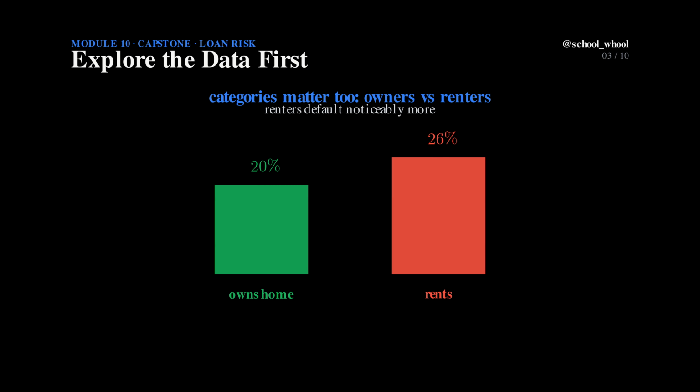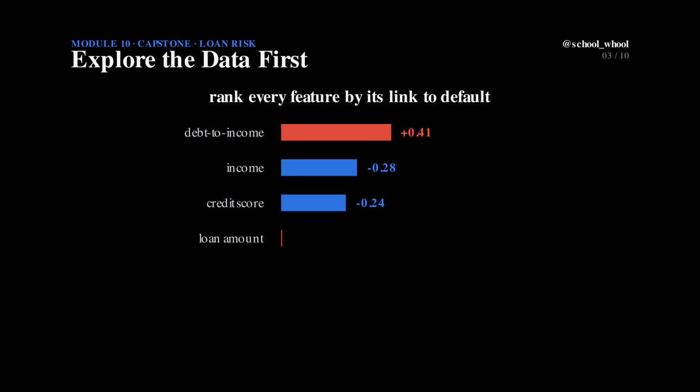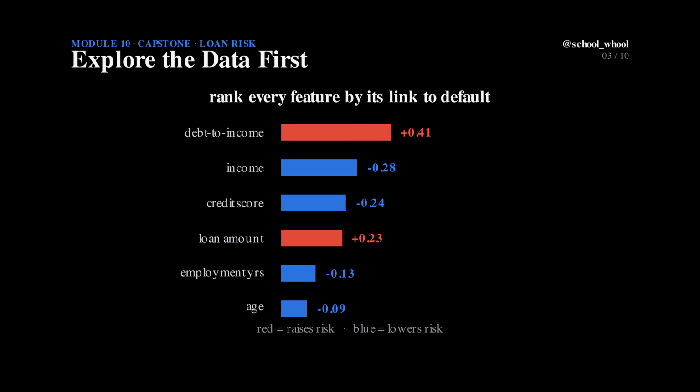We can rank every feature by how strongly it correlates with default. Debt to income leads at plus 0.41. Income and credit score follow, both negative. More of them means less risk. Loan amount, employment, and the rest trail behind. This ranking tells us where the predictive power lives.